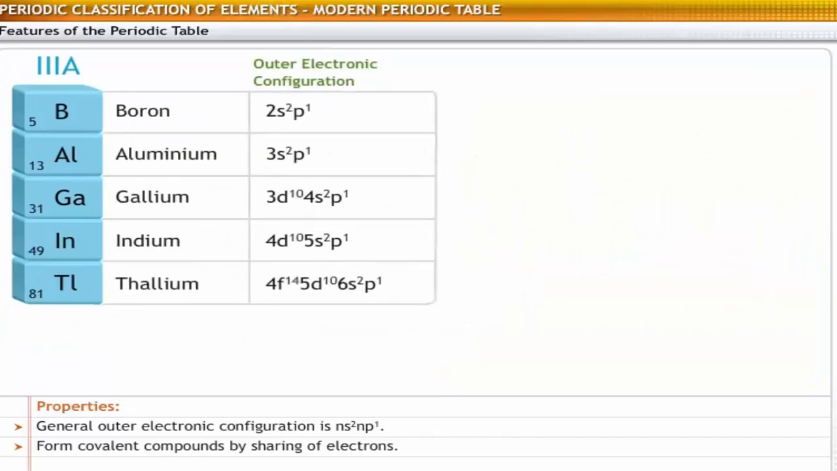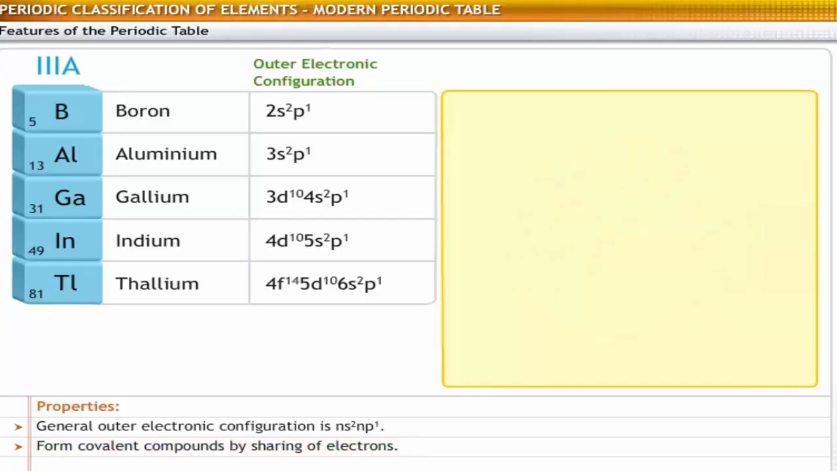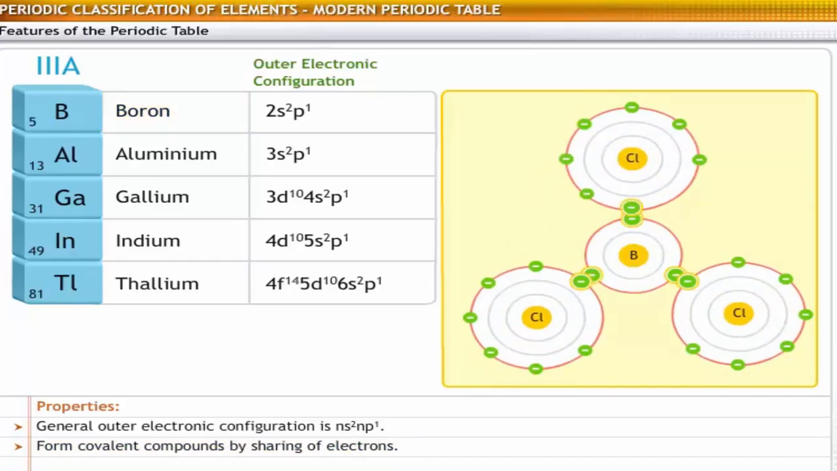The next group is group 3. The elements in this group are boron, aluminium, gallium, indium, and thallium. Group 3 elements have 3 valence electrons. Hence, their general outer electronic configuration of atoms here is ns2np1. These elements form covalent compounds that are formed by mutual sharing of electrons. For example, boron trichloride is formed by the sharing of 3 electrons between boron and chlorine.